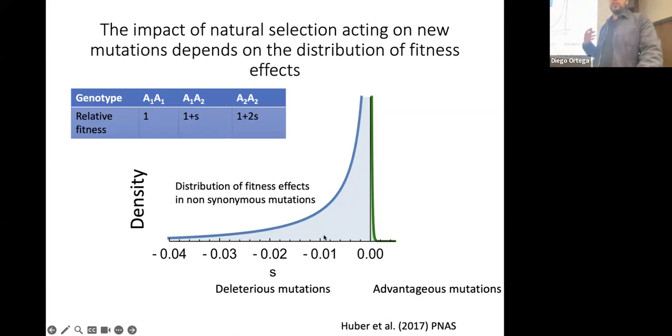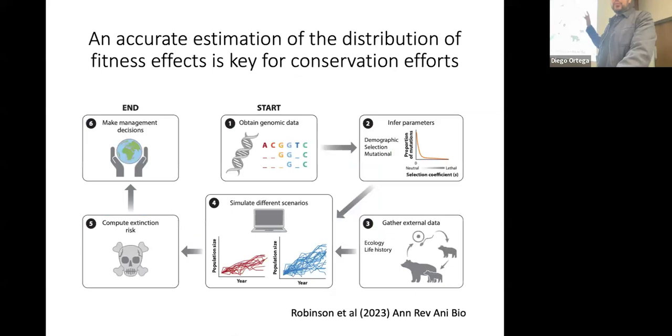So this is actually a DFE that has been inferred in humans, and this is the shape of the distribution. We are particularly interested in characterizing this distribution very well, and we are interested in it because of many factors. One of those factors is that characterizing this distribution of fitness effects can be key for conservation efforts.